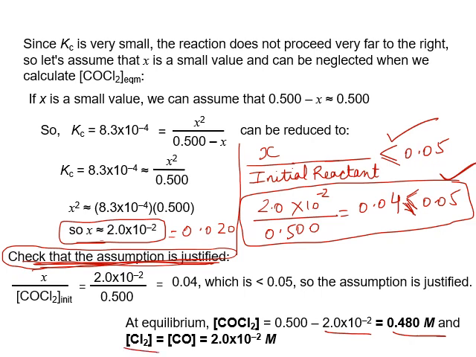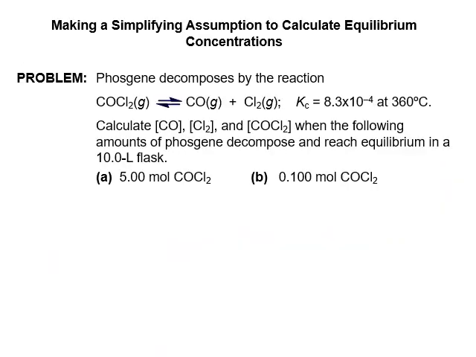What is the value of Cl2 and Co? It was equal to x. So I just got the value here. That's it. You're done. Okay. Now let's look at a situation where your assumption is not correct. That would be part B.